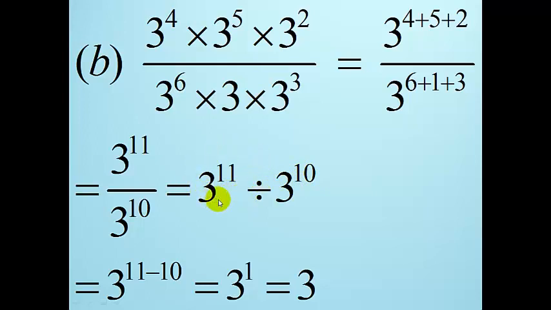Now these numbers are of the same base, but they are dividing, and therefore, according to the second law of indices, when you keep the base constant, you subtract the exponents, and so we have 3 raised to the power 11 minus 10. Because the numbers are of the same base and they are dividing, when you subtract 10 from 11, the result is 1. So 3 raised to the power 1 is equal to 3.